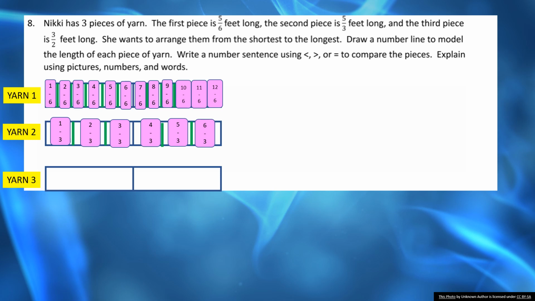All right. Now, if you need to pause your video to make sure that you have the second string partitioned into thirds correctly and also labeled correctly for when we turn it into a number line, go ahead and do so now.